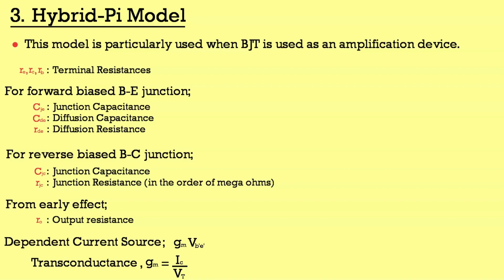And we have a dependent current source, transconductance multiplied by the internal base to emitter voltage. Transconductance of a BJT is equal to collector current divided by thermal voltage. This dependent current source is the collector current in the transistor, which is controlled by the internal base emitter voltage.